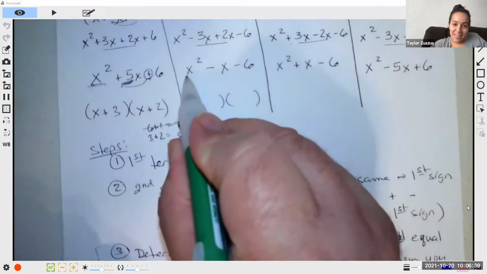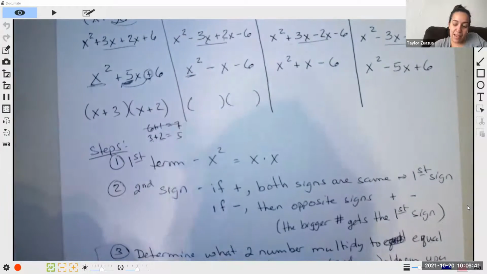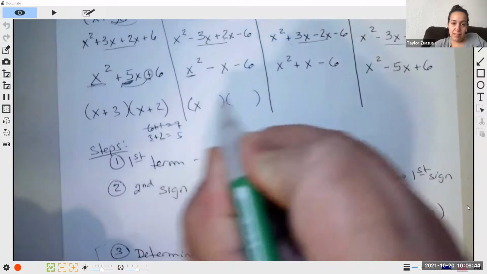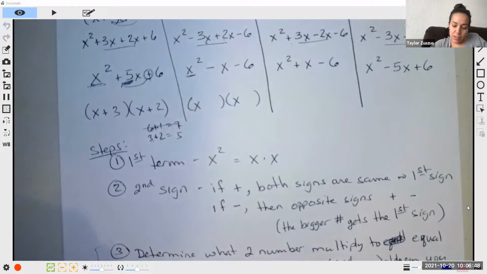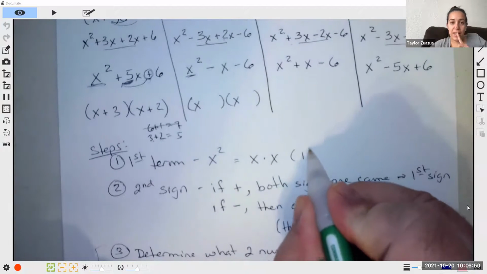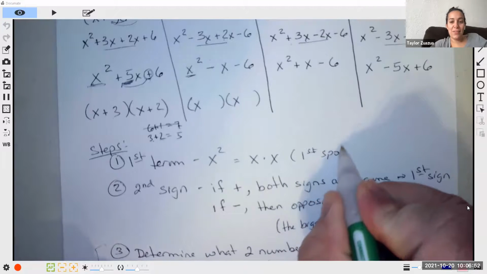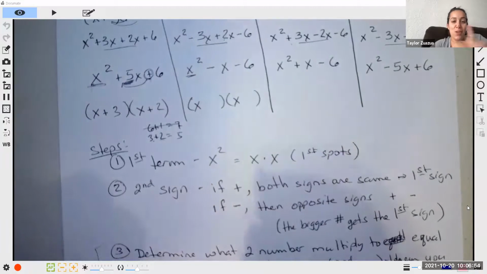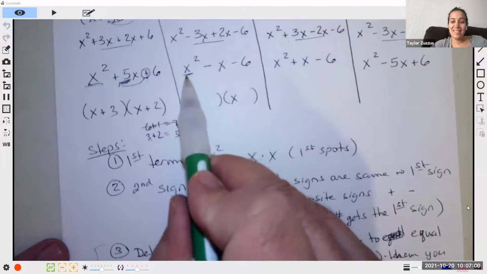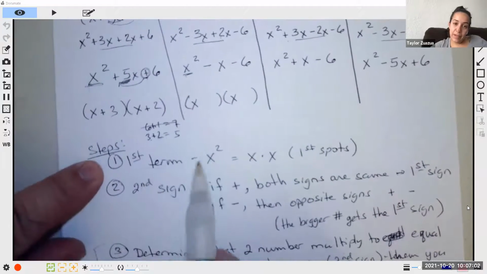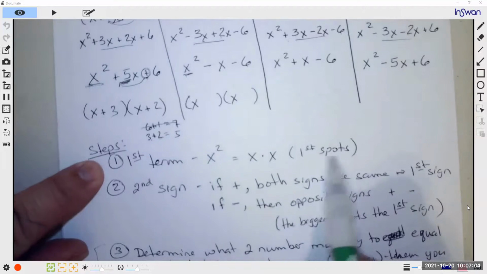Okay, so what equals x squared? X and X. So that goes in the first spot. So we're trying to get, okay, now this one is a little different because there's only the number 1 in the middle. But no, we haven't gotten that far yet. So, okay, first, look at the last term. That's step 1. X squared is x times x. Those go in the first spots.